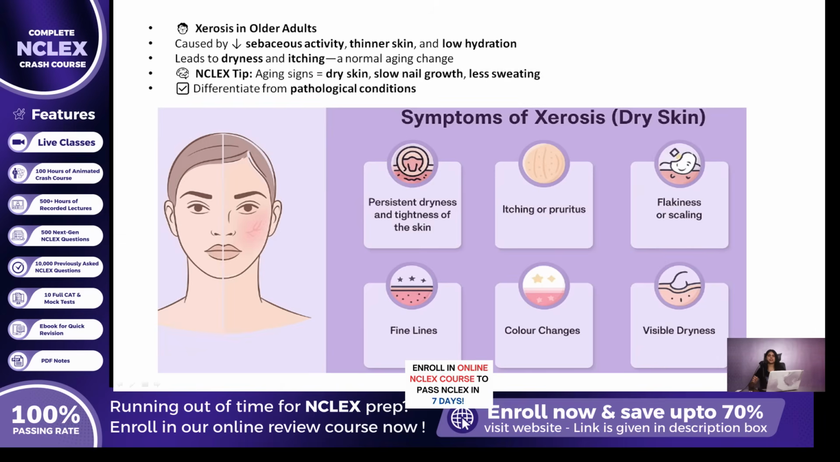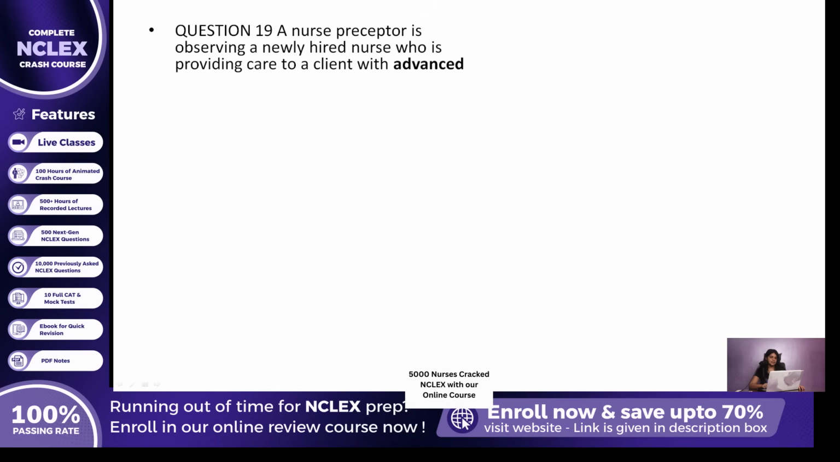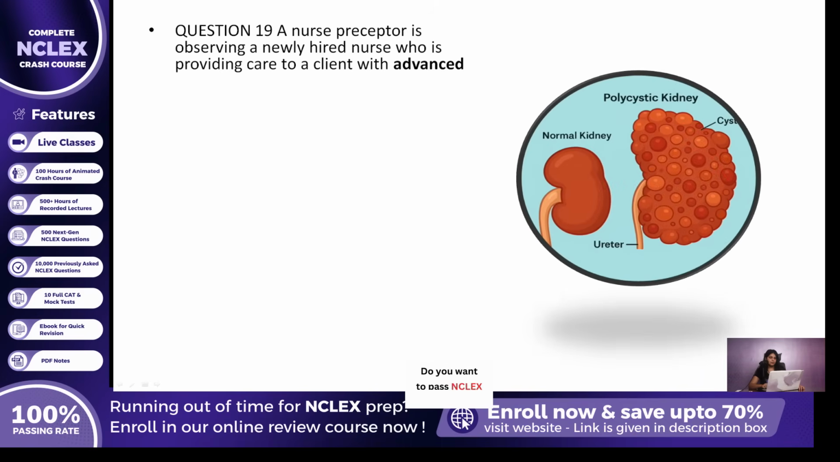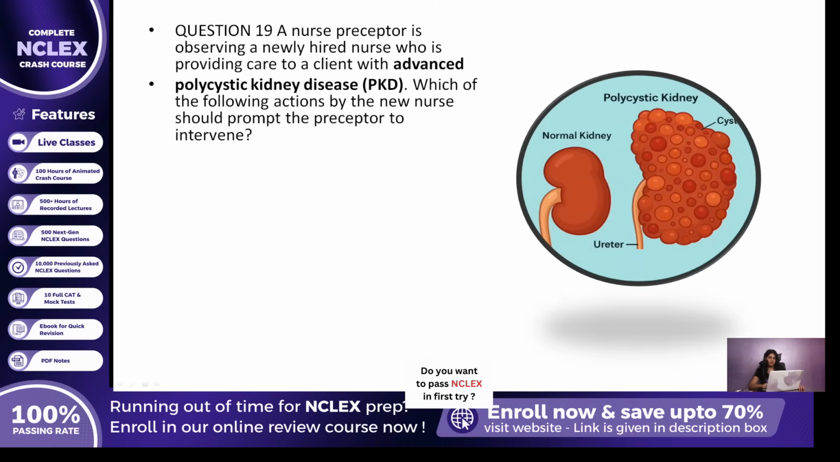Now, let us review question 19, which focuses on safe medication practices for clients with kidney disease. A nurse preceptor is observing a newly hired nurse caring for a client with advanced polycystic kidney disease. Which action should prompt the preceptor to intervene? Here are the options. A.